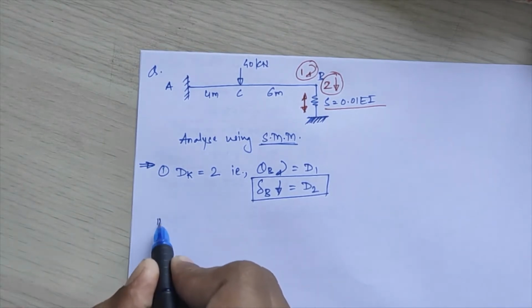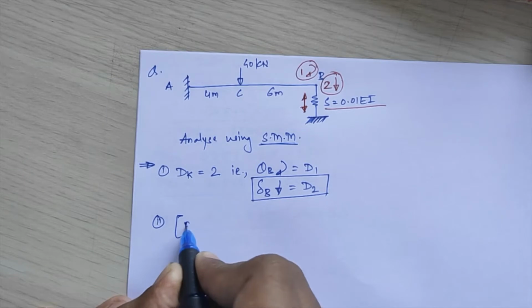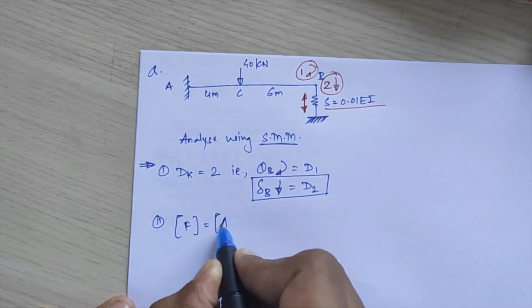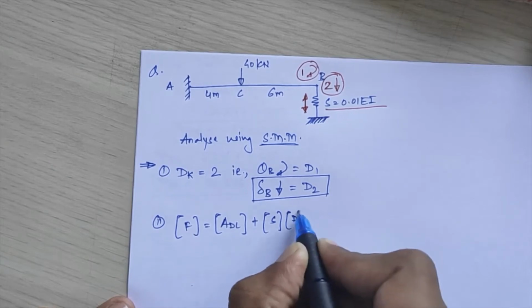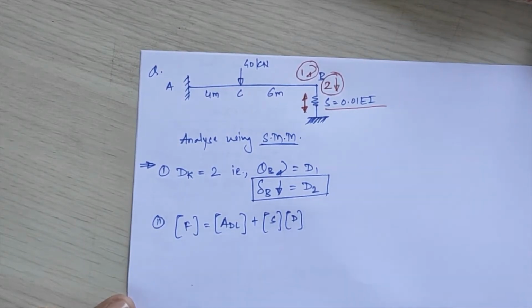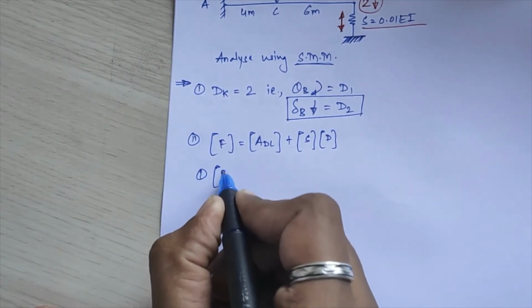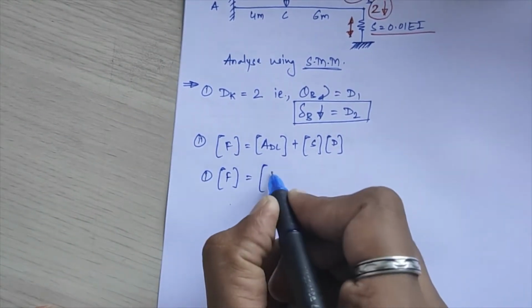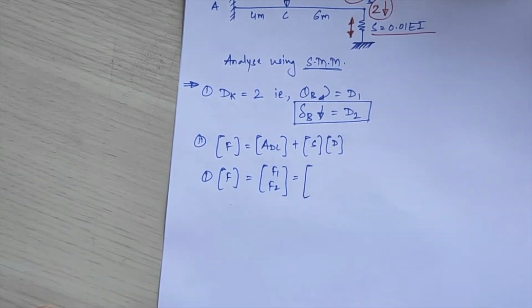Now next we'll have our basic equation, that is F is equal to A dl plus S into D. We have to calculate the values of these basic equations one by one. In that, first we will see the F matrix. Again two redundants you have, so you will have F1 and F2 values. We will calculate those values.